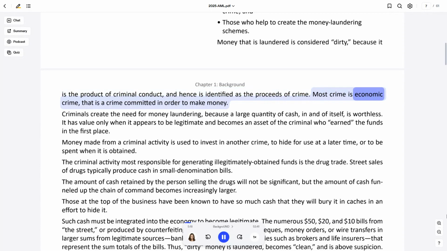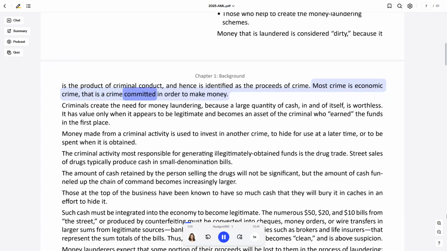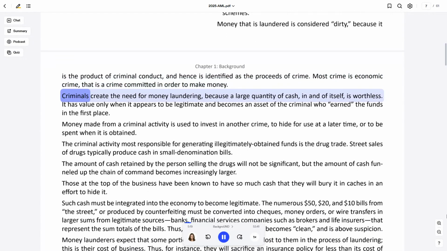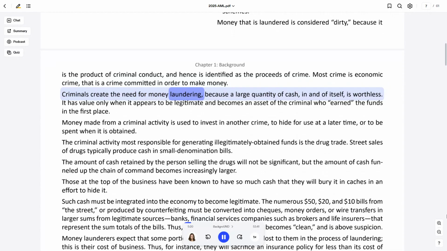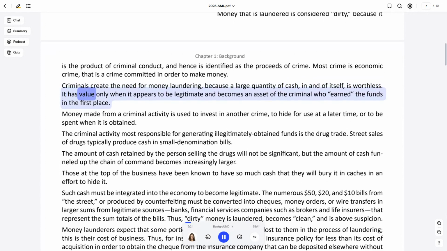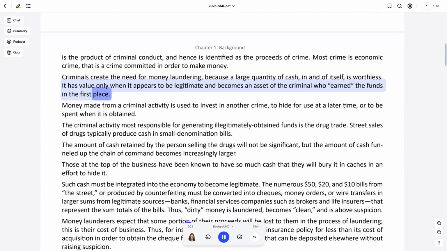Most crime is economic crime, that is, a crime committed in order to make money. Criminals create the need for money laundering because a large quantity of cash, in and of itself, is worthless. It has value only when it appears to be legitimate and becomes an asset of the criminal who earned the funds in the first place.